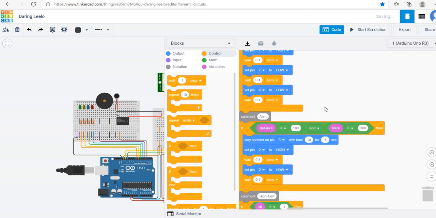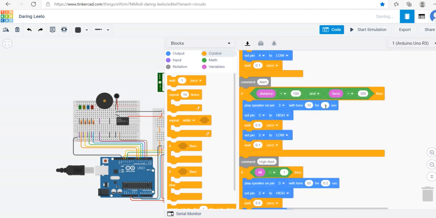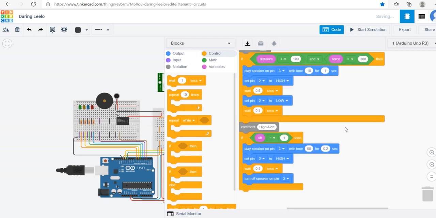We also noticed the buzzer alarm during the simulation, and also two different kinds of alert, high alert and normal alert. This was because of these blocks of code. For the first alert that we noticed in the simulation, this was the code, and for the high alert where we tilted the door completely, this was the code.